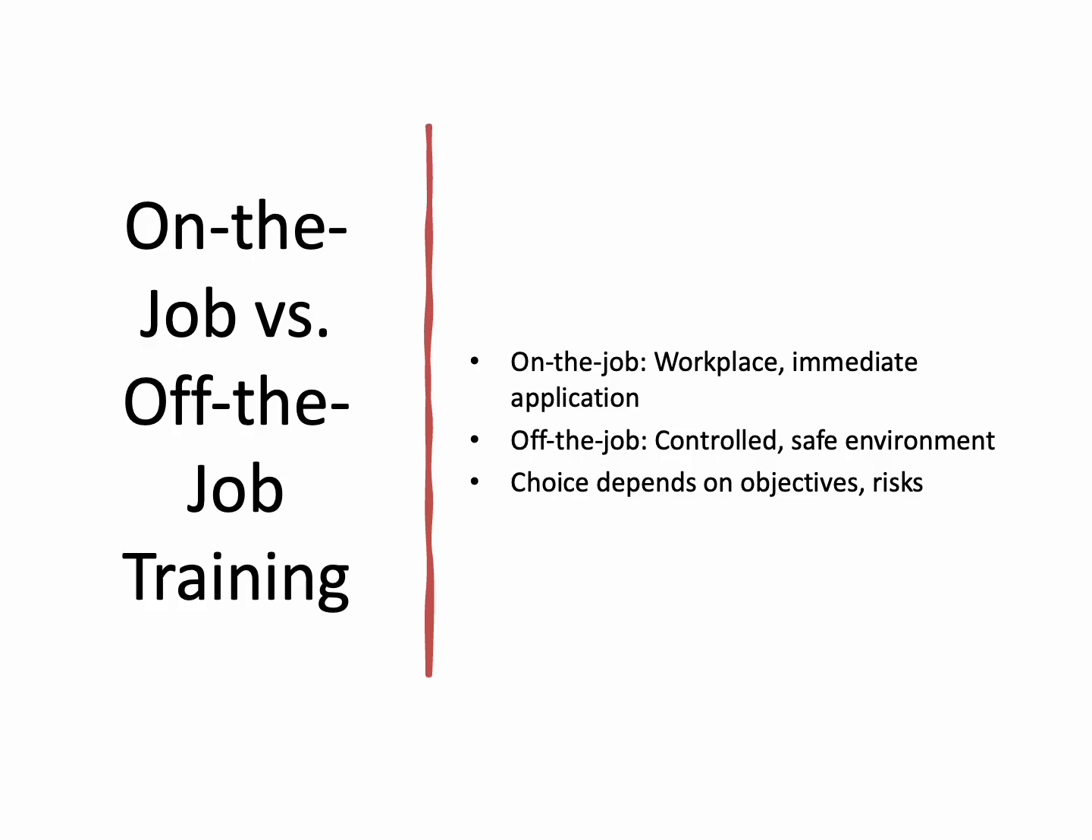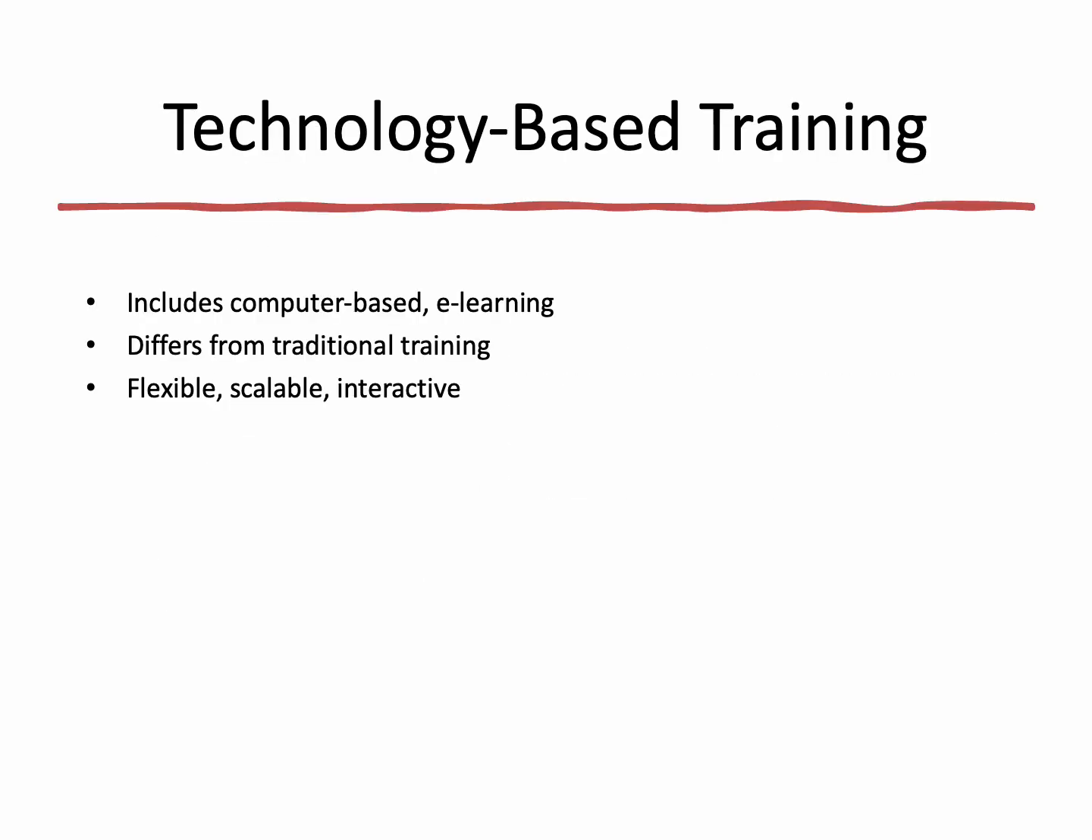On-the-job training occurs in the workplace with immediate application, like learning software on the job. Off-the-job training, in controlled settings like classrooms, is ideal for high-risk or complex skills, like surgical training. The choice depends on objectives, risks, and resources. For example, off-the-job training suits dangerous tasks, while on-the-job suits routine skills. As we explore this, think about when each is appropriate in your field. Both are critical in industries like construction or education, ensuring training aligns with needs and safety requirements.